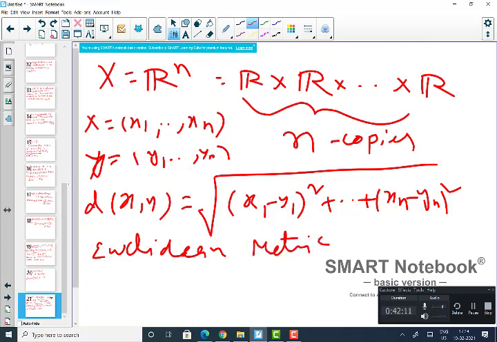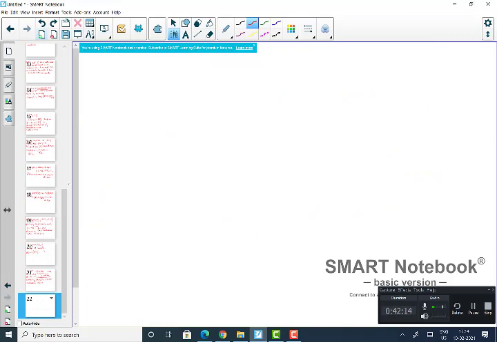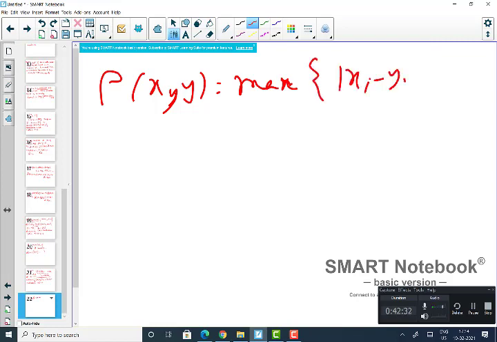Okay, but you can define another metric. In that metric, you define rho of x, y, and what is this? You choose the maximum among mod of x_i minus y_i, for i equal to 1 to n. That means you choose x1 minus y1, x2 minus y2, x3 minus y3, and whatever the maximum is, that is your distance. Then obviously you can easily prove this is also a distance.